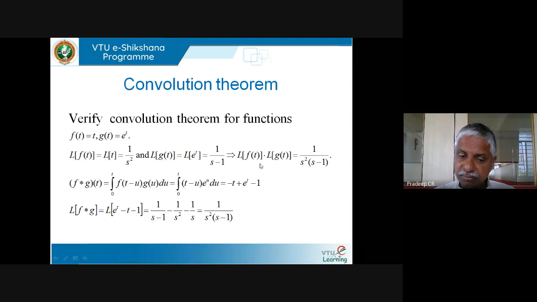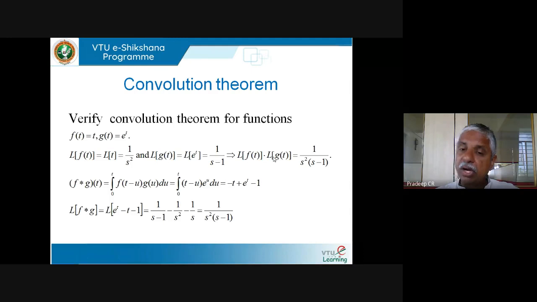What does the convolution theorem say? Laplace of f star g is equal to Laplace of f into Laplace of g. And here I have checked that Laplace of f star g is 1 by s square into s minus 1. And Laplace of f into Laplace of g is 1 by s square into s minus 1. So both are equal. So I have verified the convolution theorem.